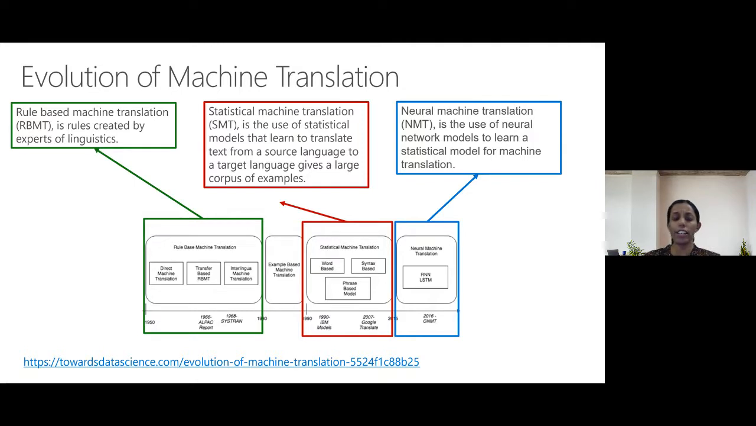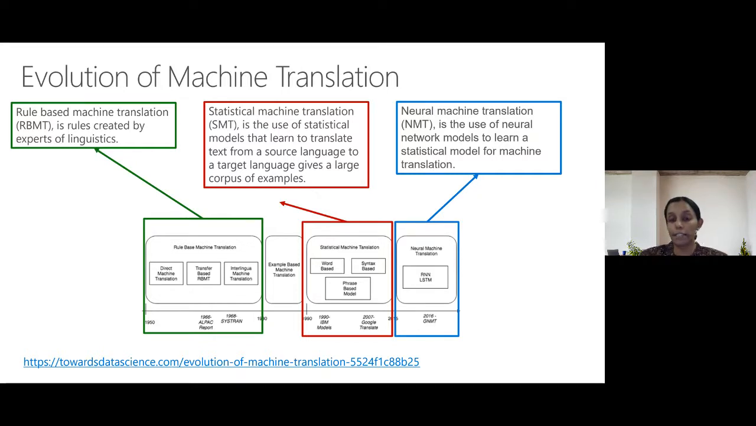Hence, rule-based machine translation evolved into example-based, where you have a few examples and you try to see if the new data follows the sample examples. Then in the 1990s, for about 15 years, there was a lot of work done in statistical machine translation, or SMT, where we use statistical models that learn to translate text from source language to target language, provided you have a large corpus of data. So a lot of data gets collected, you give it to the model, and you build word-based, syntax-based, and phrase-based models.